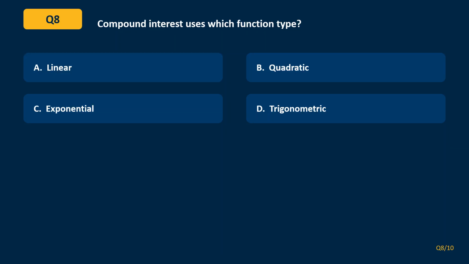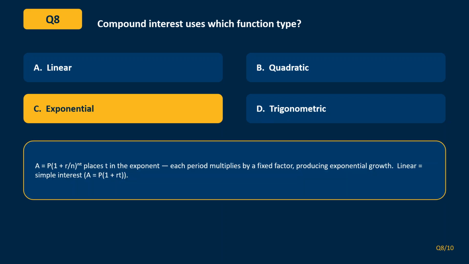Question 8. The compound interest formula employs which type of function? The answer choices are A. Linear functions, B. Quadratic, C. Exponential, D. Trigonometric. Pause now to select your answer. The correct answer is C.